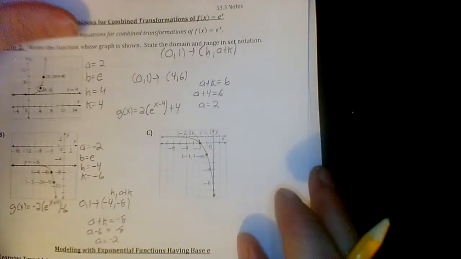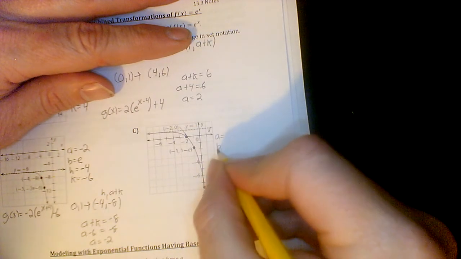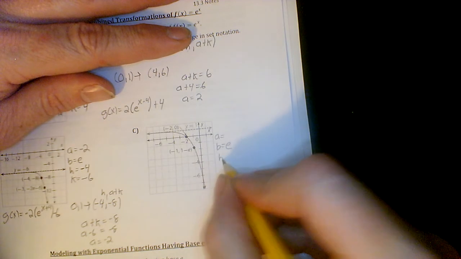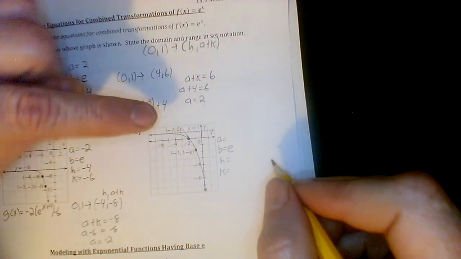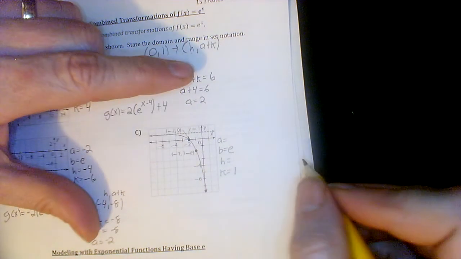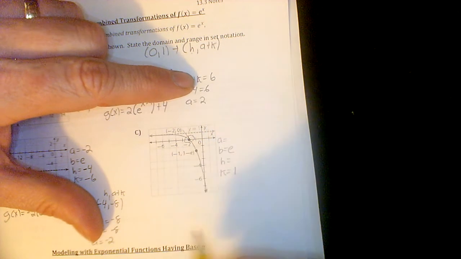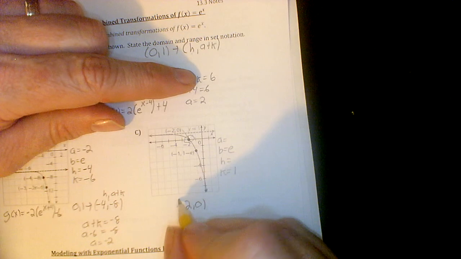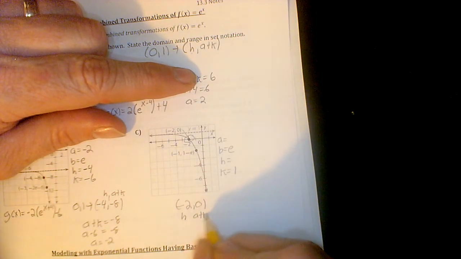Coming over here, same thing, but not too hard. A equals, B equals, E. Let's plug it in. We already know it's E on these. H equals, K equals. We know our K. It's our asymptote, which looks to be at 1, right? 1. And our closest point to the asymptote looks right here. It's (-2, 0). Let's shorthand it, right? We know that that is H, and this is A + K.